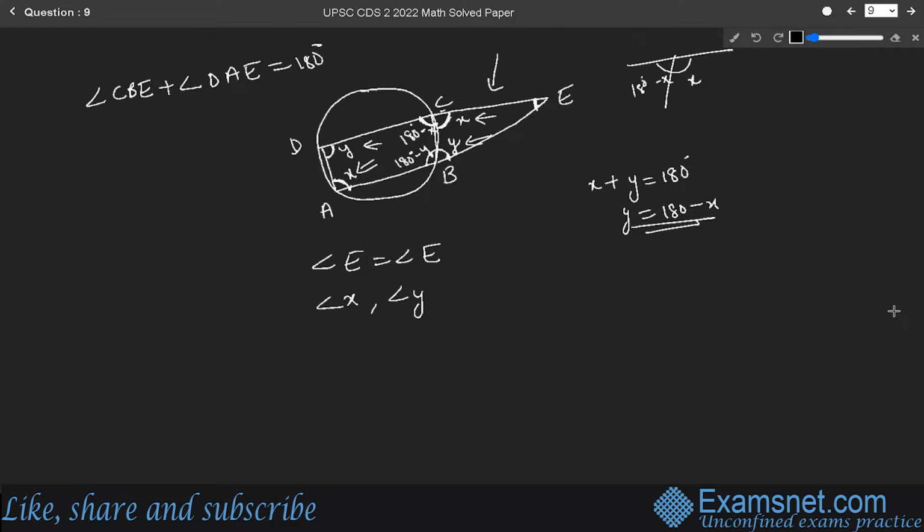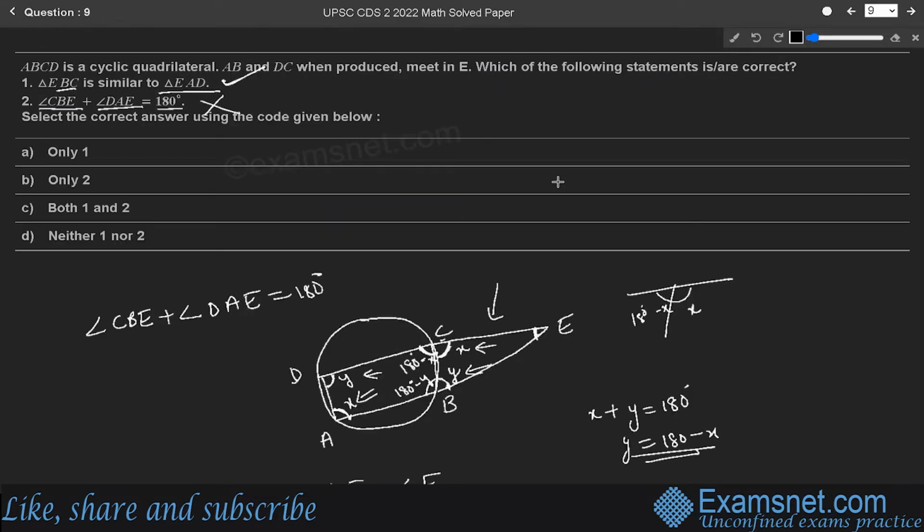Therefore, we can say that both the triangles are similar to each other, because the condition is if all the angles are equal, then the triangles are similar. Therefore, we can say that the first statement is correct. So for this question, only the first statement is correct. So the correct option here is option number A.